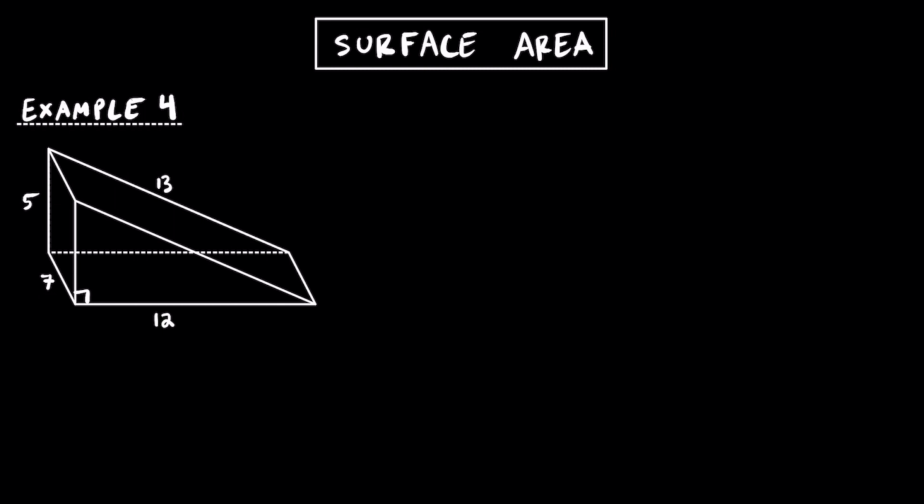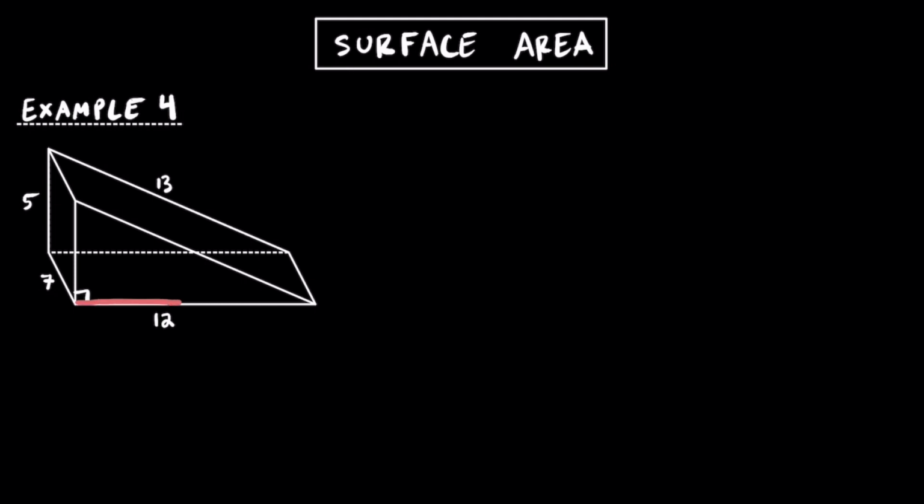For example 4, we have this triangular prism here. So the bases are actually the triangles. It's in the front and the back. It's just kind of tilted on its side. You can think of this as maybe a ramp or maybe like a wedge of cheese or something like that. So let's go ahead and see if we can draw this net out.